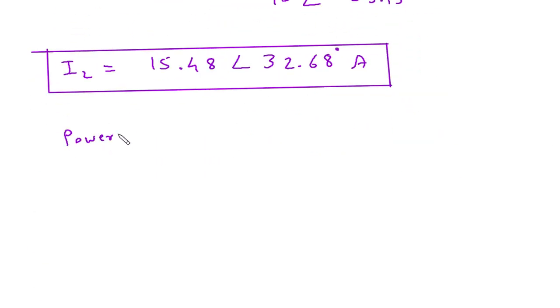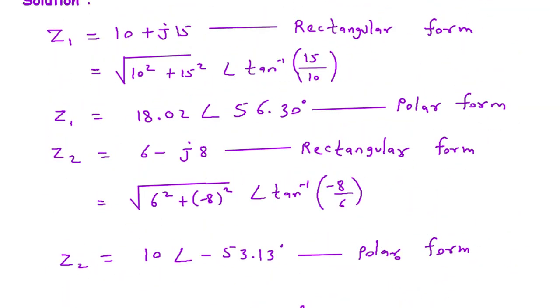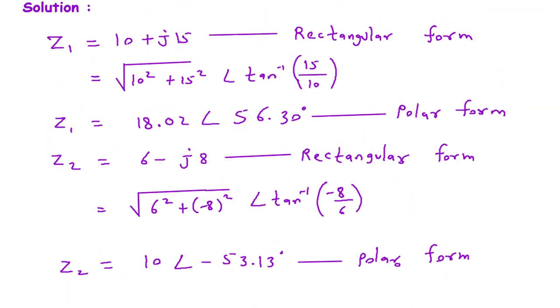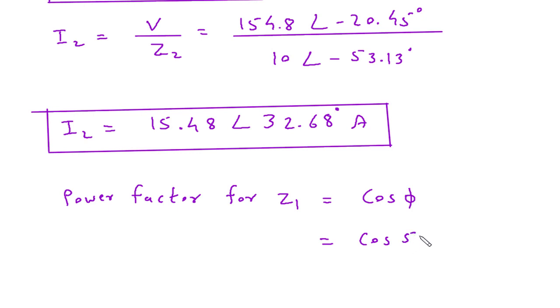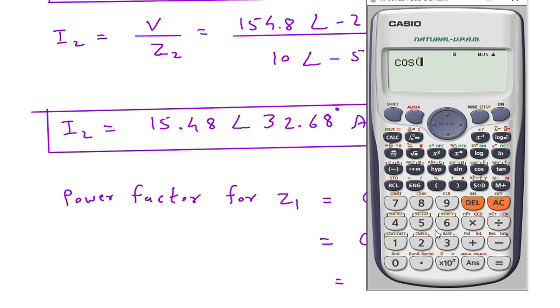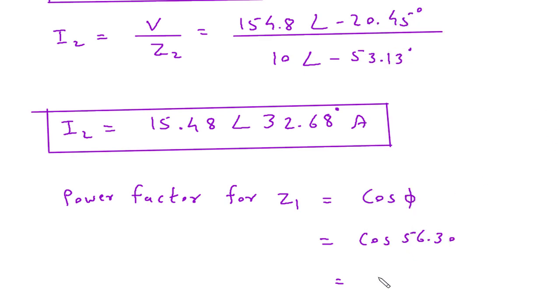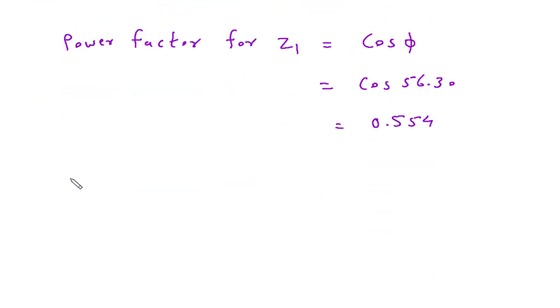So power factor for Z1 will be equal to cos phi, which is cos of 56.30. It is 0.554.